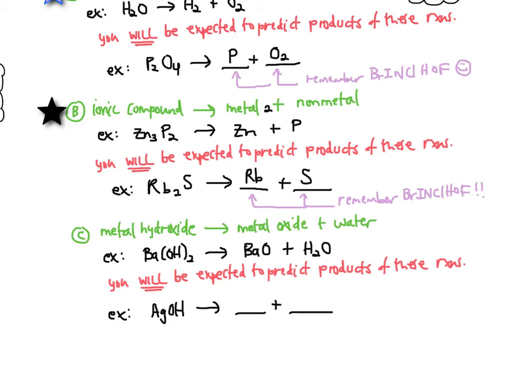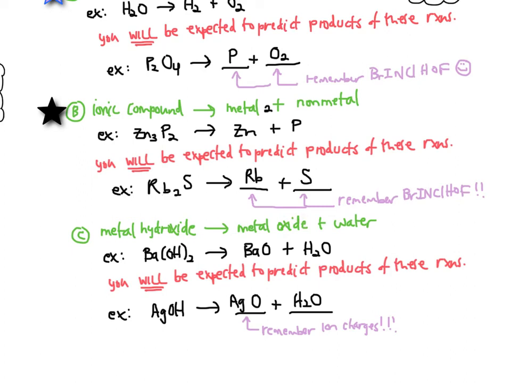So you have silver hydroxide. We know that this is going to break down into a metal oxide and water. Well, the water part's easy, so you've got one of the products. Now, the second product, a metal oxide, is an ionic compound. It contains a metal and a nonmetal. So we know the metal is going to be silver, and we know that it's going to be oxide because that's what a metal oxide is.